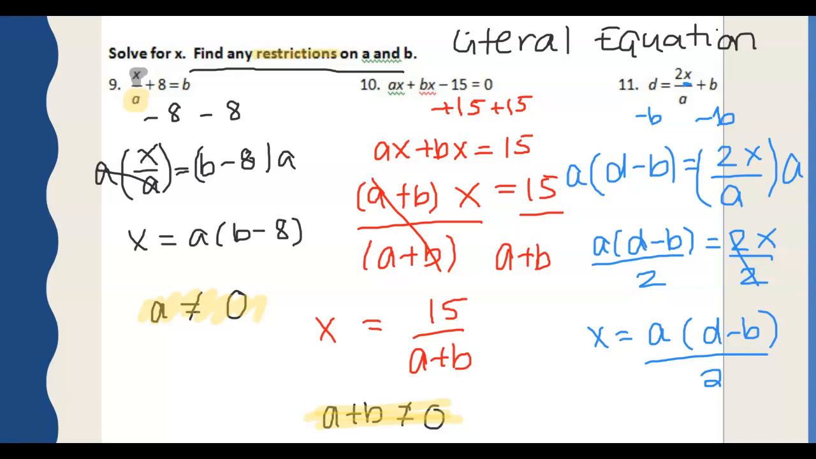Can 2 ever equal 0? No. However, if you go back up here, we had dividing by a again. So we know that we can't divide by a if a is 0. So once again, we have to say that a does not equal 0.